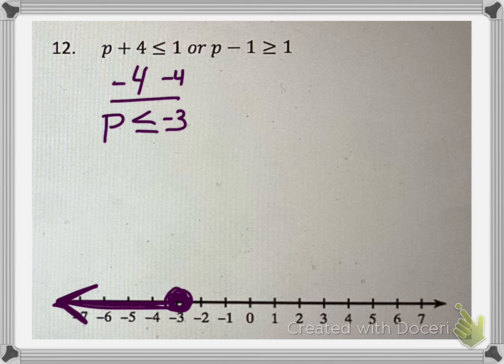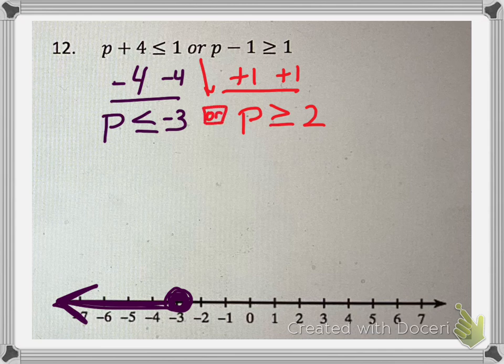Okay. And then I'm going to solve the other one. And I'm going to add 1 to both sides. So p is greater than or equal to 2. And my or will just drop right here, or. Okay, so p is greater than or equal to 2. So since it's equal to, I got to color it in. And p is greater than. And there we go. Okay, so with my compound, my or statements, that middle is the stuff that does not work.